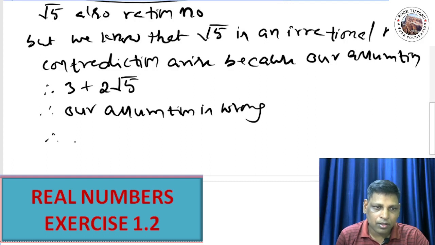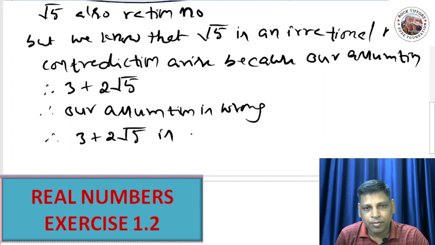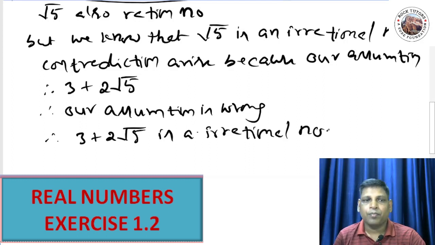You can say that 3 plus 2 root 5 is an irrational number. And it's proved. This is the way we can prove.